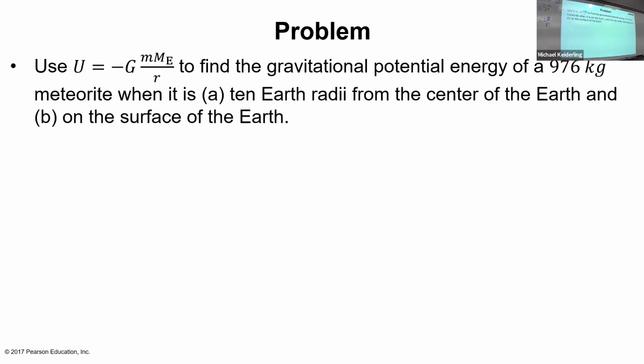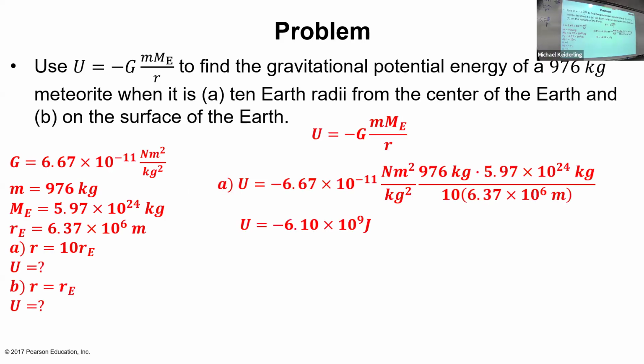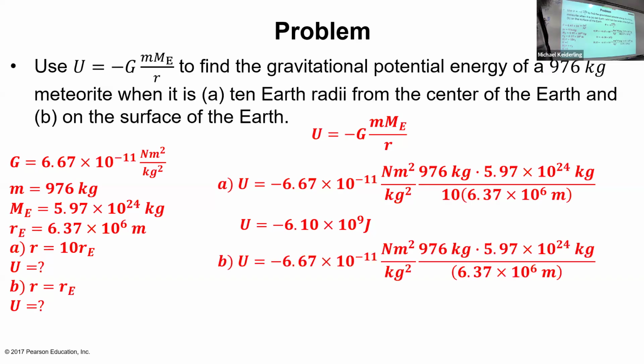If we use this formula to find the gravitational potential energy of a 976 kilogram meteorite, 10 Earth radii from the center of the Earth and on the surface of the Earth, if we plug that in at 10 Earth radii, it's negative 6.1 times 10 to the 9 joules. And on the surface of the Earth, it's negative 6.1 times 10 to the 10 joules. 10 times as much.